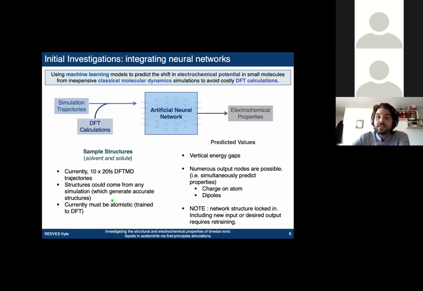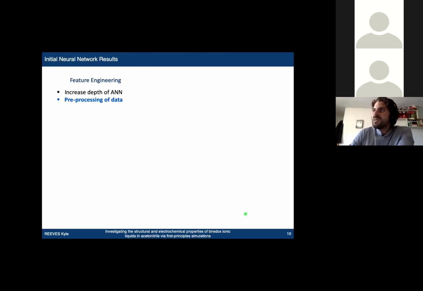The predicted values, as I mentioned, are the vertical energy gaps, but in theory, we can add other output nodes into the neural network as well. So we could say, for example, things that we can verify and measure using DFT, like the charge on a specific atom, or the dipole of a molecule for a given configuration. Those are all things that potentially could be integrated into this approach as well and predicted. Once we decide on the architecture, though, every time it needs to be retrained. And so it's worthwhile to take into consideration what it is that we're interested in before we set it up and train the whole model. Maybe that goes without saying.